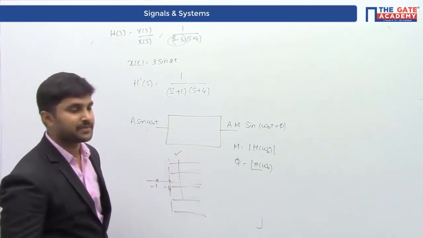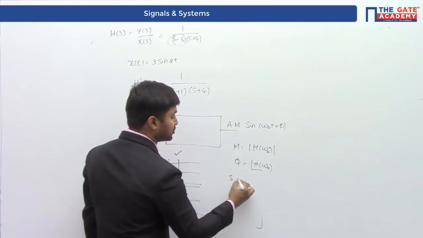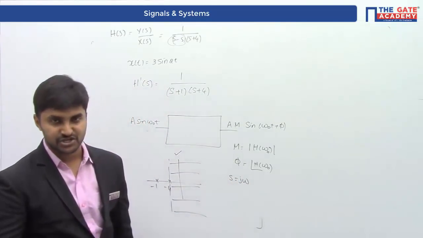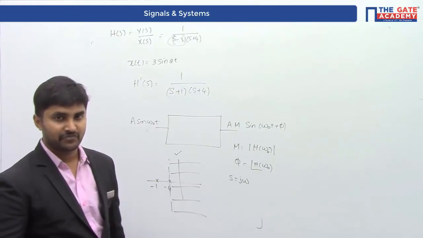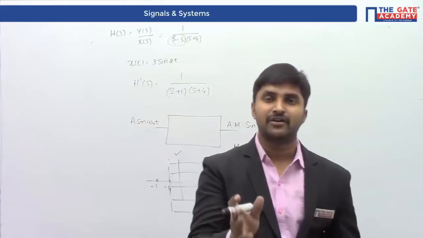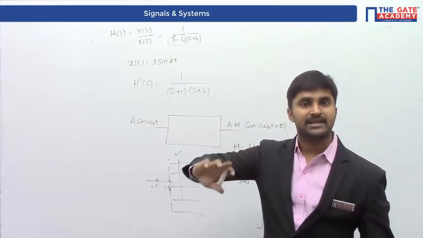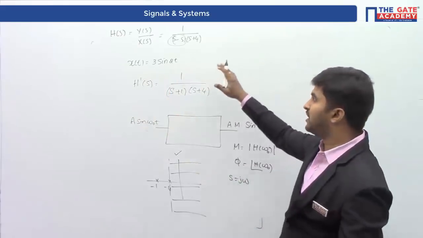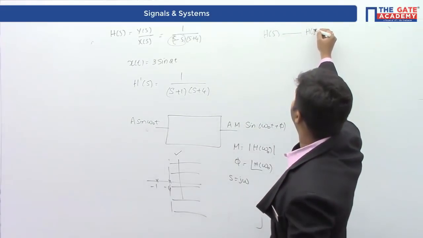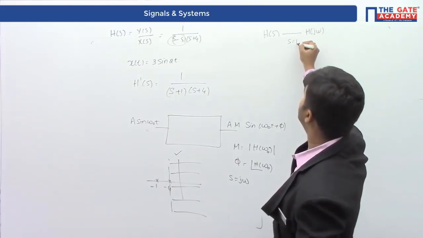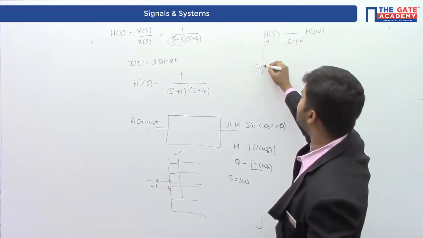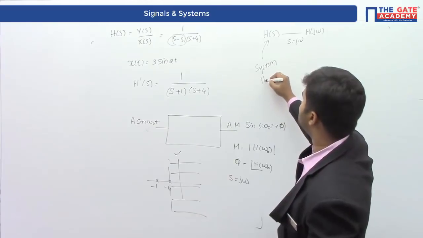Only when the system is stable can I apply s equal to j omega to find the frequency response of the system from the transfer function. Please understand this part: whenever you want to convert the Laplace transform into the Fourier transform by replacing s with j omega, the first thing you have to understand is that the system has to be stable.